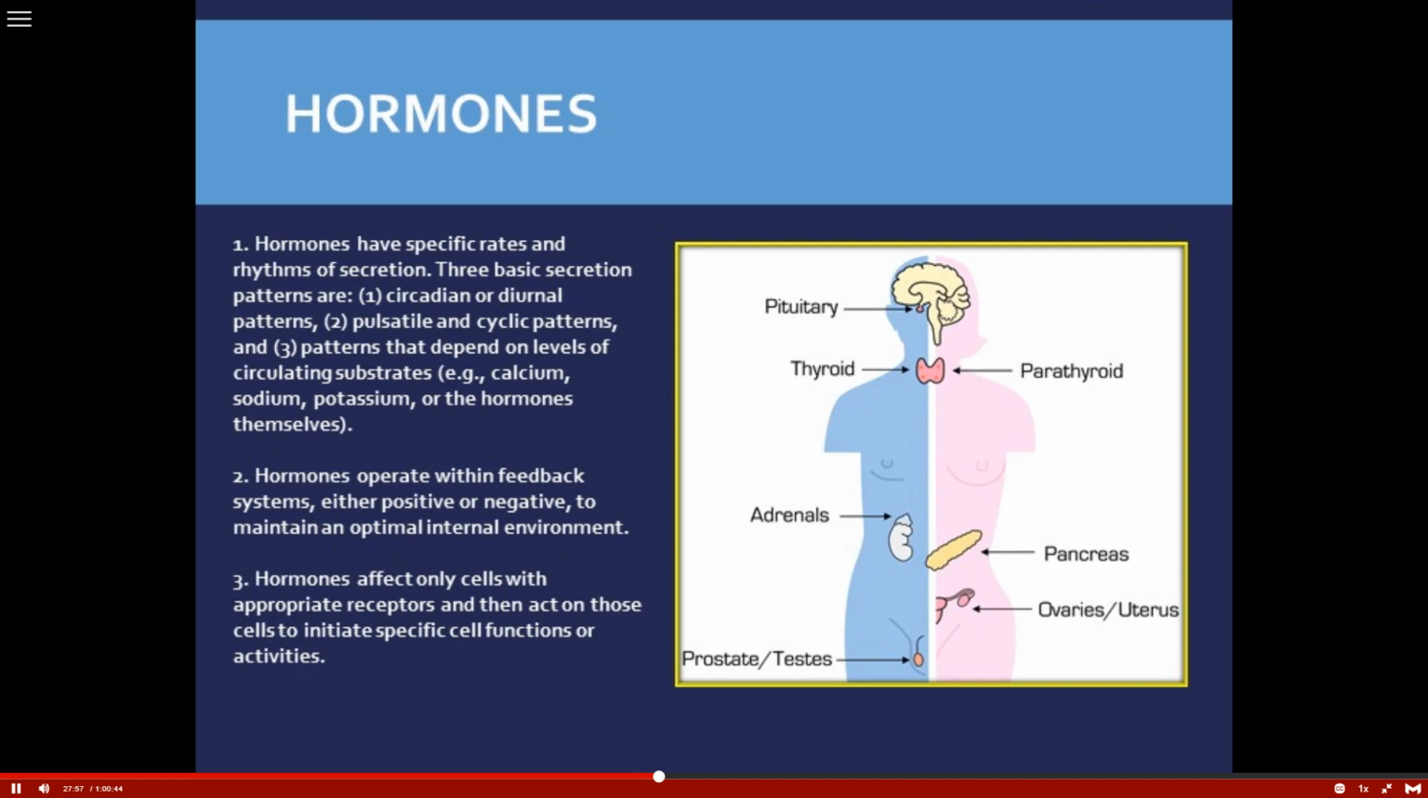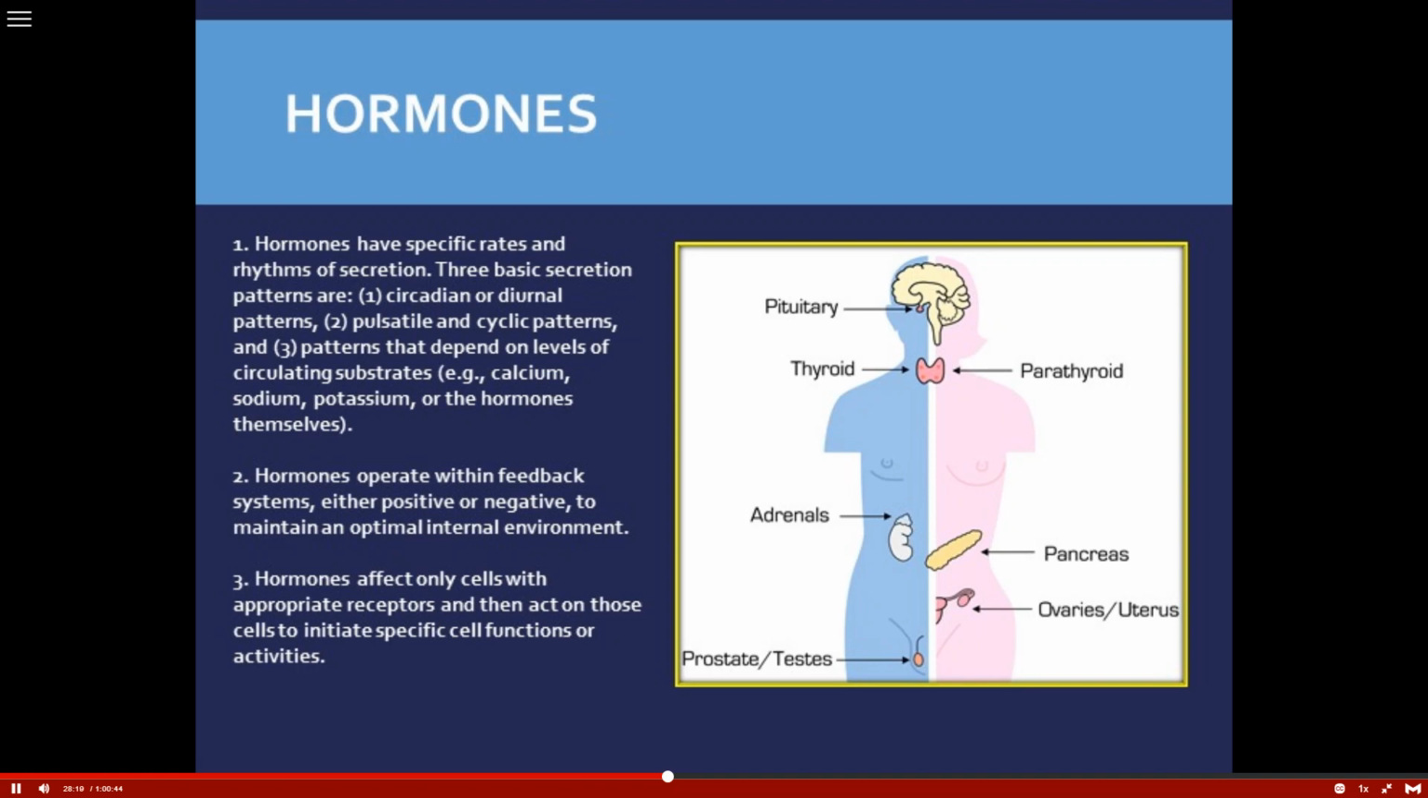Hormones operate within a very important feedback system. It's either positive or negative, and of course that is going to be very important when we talk about some of the alterations of these different hormones, as well as their functioning organs such as thyroid, pituitary. We're going to talk about parathyroid, and of course the adrenals.